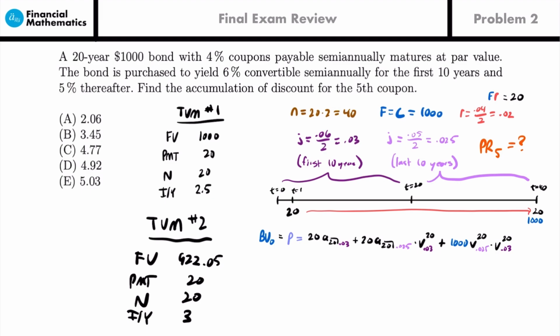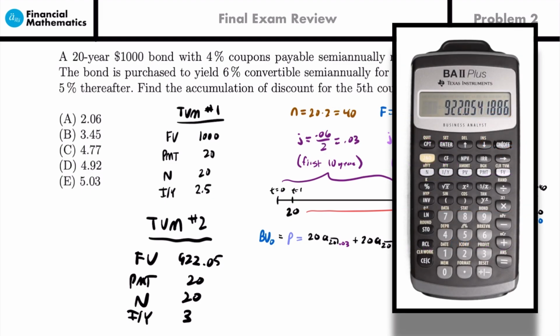Okay? So clear out your TVM values in your calculator. So hit second future value. The actual future value for this calculation is already on my screen, so I'm just going to hit future value. We have $20 coupons, so put that in for the payment. We have 20 of them, and the interest rate is 3.